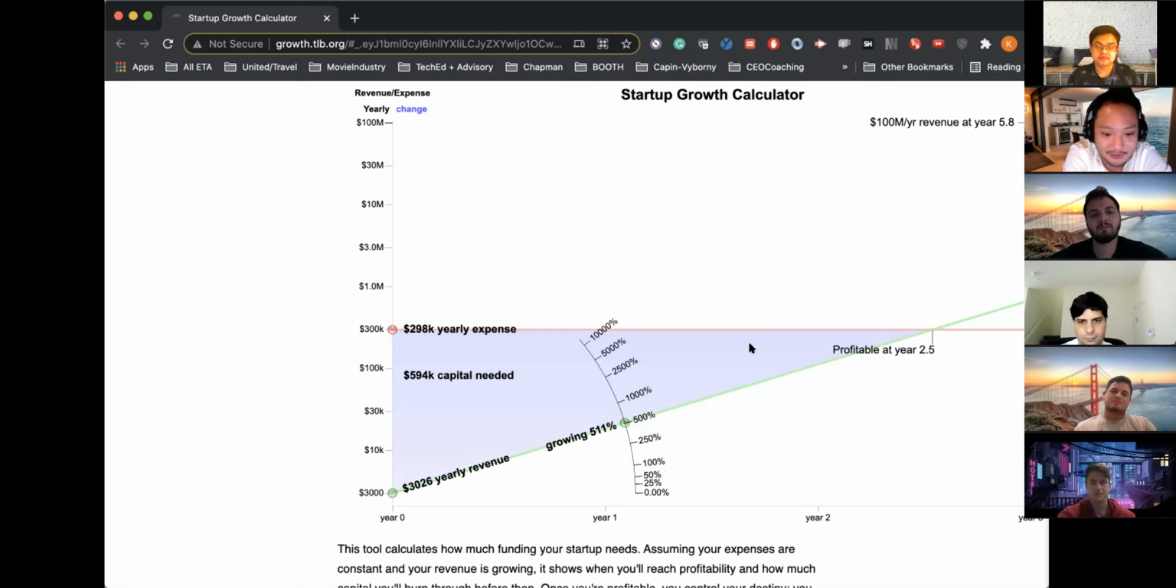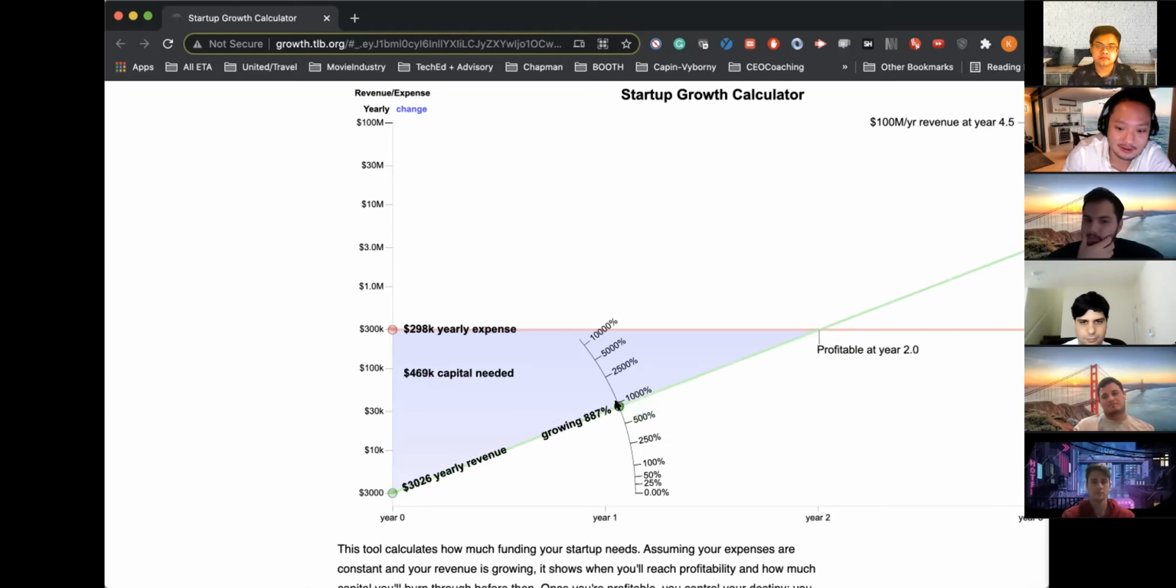They bought all this expensive furniture, and they were excited about this boba shop, but they basically ran out of money before they could even break even, right? So you want to understand these core metrics and figure out how much capital you need.